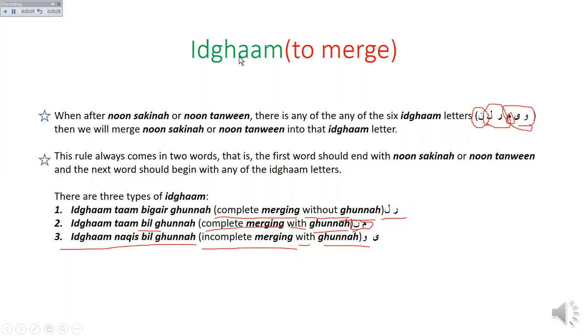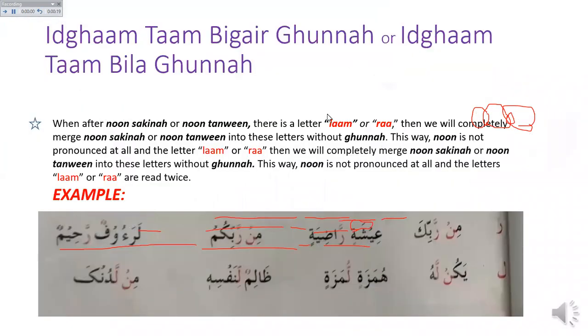This rule always comes in 2 words. The first word should end with noon sakina or noon tanween, and the next word should always begin with any of the 6 idgham letters.